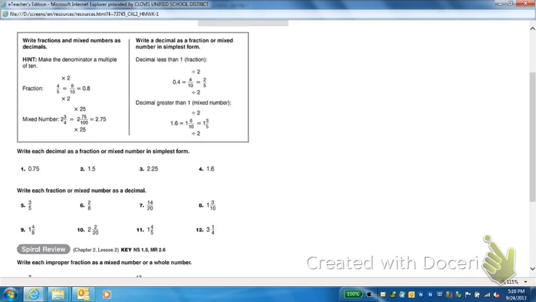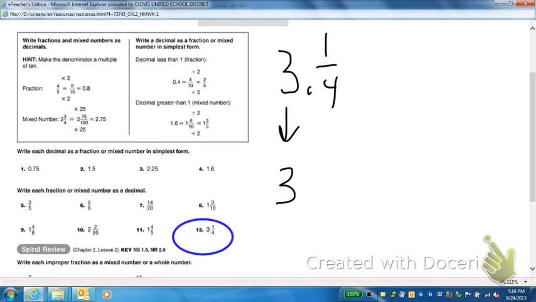And let's try number 12. 3 and 1/4. Your whole number just stays the same. Remember, there's a decimal point right here separating the fraction and the whole number. So 1/4, again, that's 1 quarter out of a dollar, out of 4. So it would be 3.25.